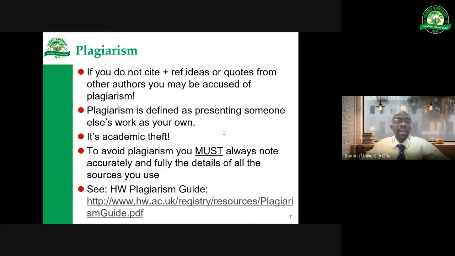And in order not to be accused of that, that's why referencing and citation are so important.